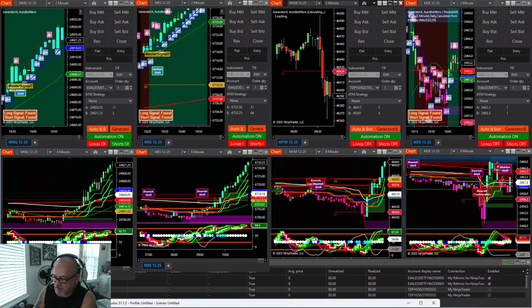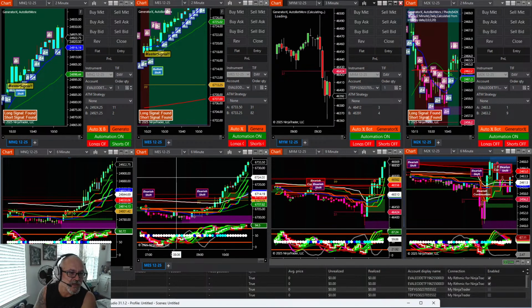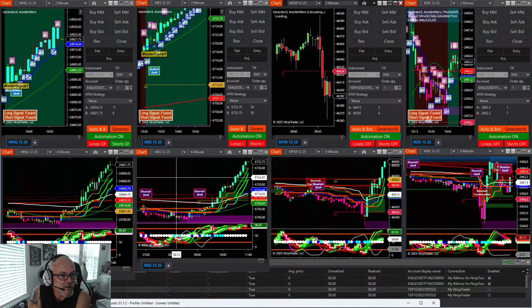And what time is it? 11 o'clock. So it is one of our time frames that we are looking for price movement. And let's see if we get it.